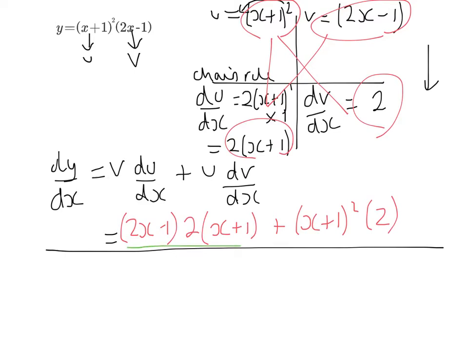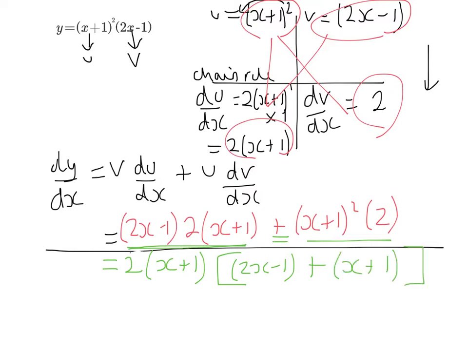So we've got one bit here and one bit here. And in both of them, I've got a 2 in both of them. So I've got a 2 in both of them. And I've also got an x plus 1 in both of them. So going into the first one, I will need 2x minus 1 plus, because I've got a plus there, and going into this one I will need another x plus 1. And if you're not happy with the factorising, just take a little bit of time to get that bit right.